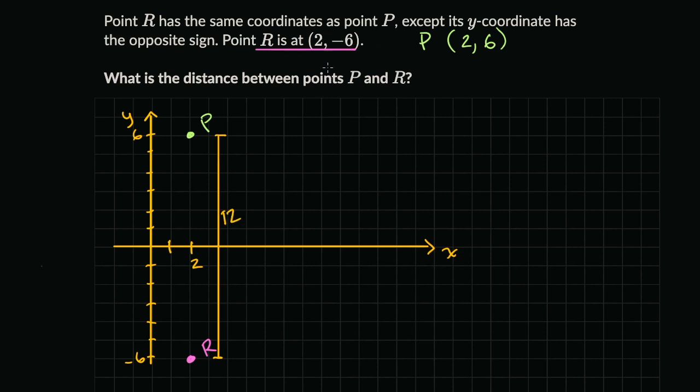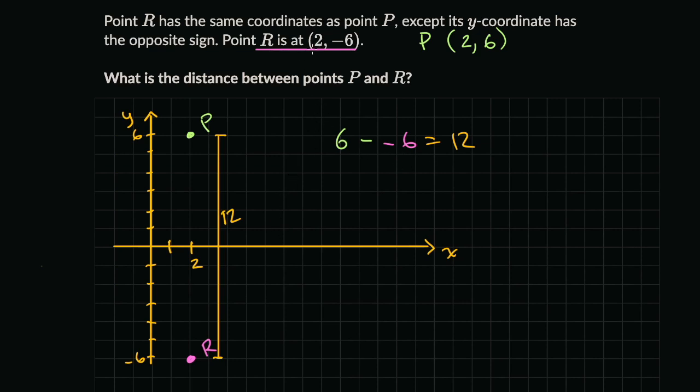Another way is you could take the absolute value of the difference of these two numbers. So if I just took the y values here, I could say 6 minus -6. So that's going to be 6 plus 6, which is equal to 12. You take the absolute value of that, that's still 12. If you went the other way around, if you did -6 minus 6, you'd have gotten -12. Absolute value, still 12.